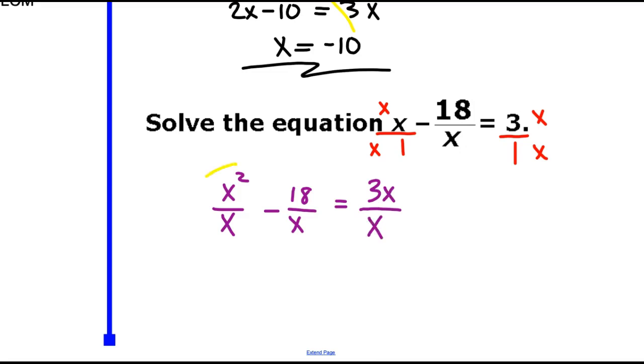All right, all the denominators are x, so we just have to make sure that we don't have a 0 as our answer. And we can solve the numerators. This one's a quadratic, so we're going to set it equal to 0 and solve. So you get all the stuff on one side: x squared minus 3x minus 18 equals 0. All right, does that factor?